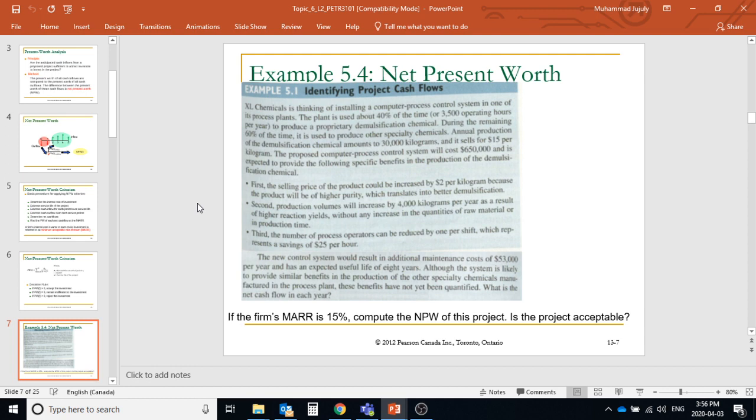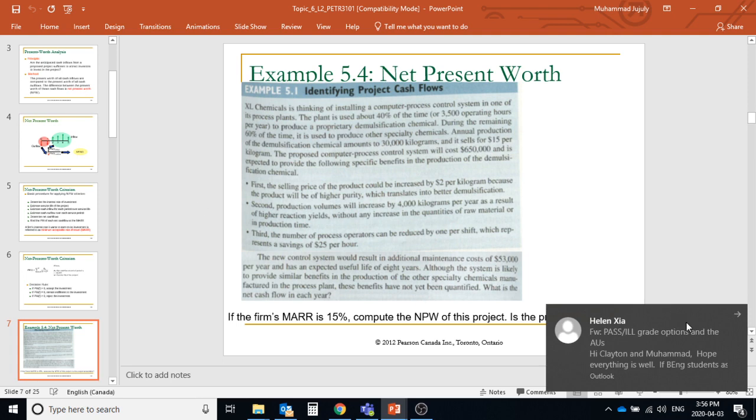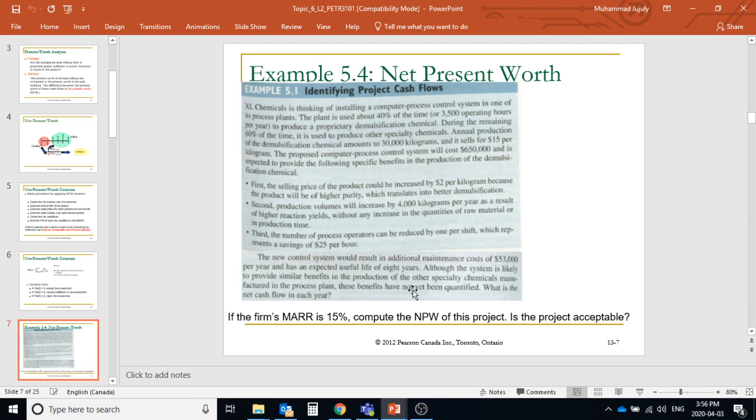Again, the same example 5.1. Now it says if the MARR is 15%, is the project acceptable or not? In the last lecture we determined the payback period, but that did not involve any MARR. Here we have the MARR, and it is 15%.